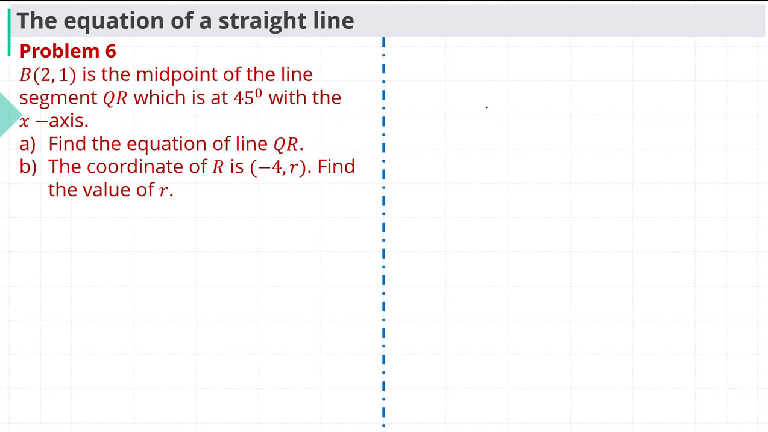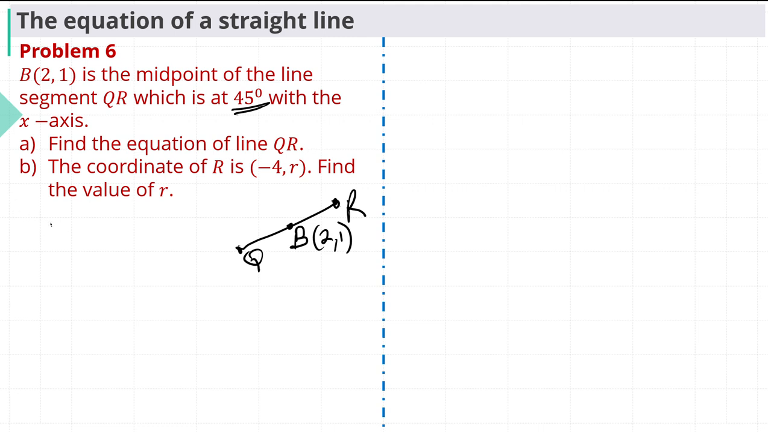Now, the next question. B is the midpoint of the line segment QR. We have a certain line segment QR and B is the midpoint. This straight line QR is inclined at an angle of 45 degrees with the x-axis, that's the horizontal. Find the equation of line QR.